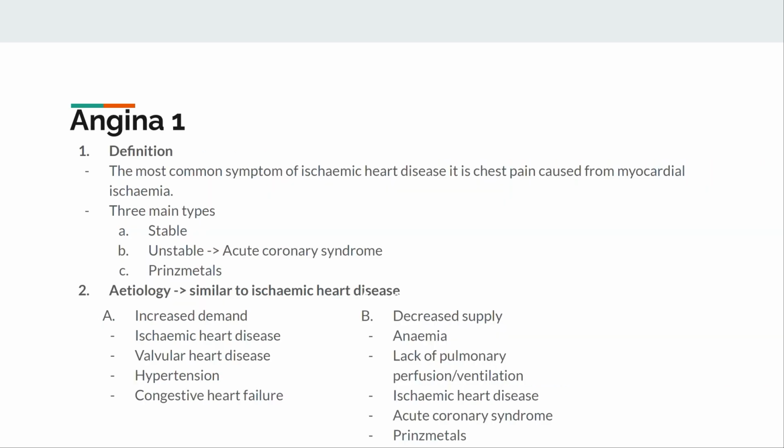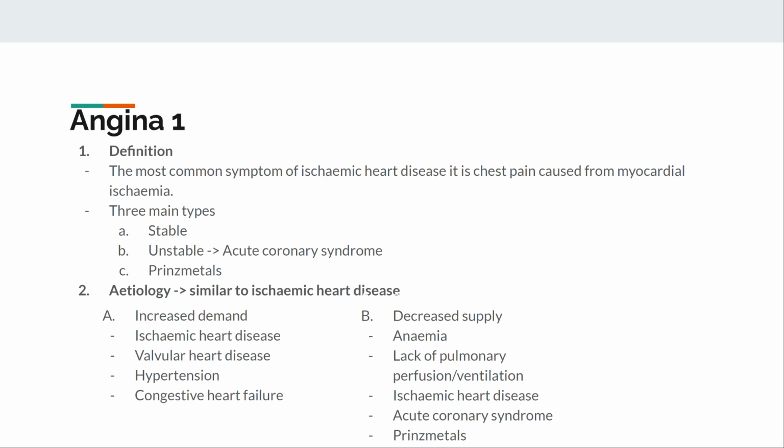Now we're going to change tack a little bit and talk about angina. It does relate heavily to the atherosclerotic process, which we've discussed previously in our ischemic heart disease section. Angina is the most common symptom of ischemic heart disease. Essentially it is chest pain caused from myocardial ischemia. That's what angina literally means. It is chest pain. Now there are 3 main types of angina that you need to know. There's stable angina, there's unstable angina, which Claudia will talk about in terms of an acute coronary syndrome.